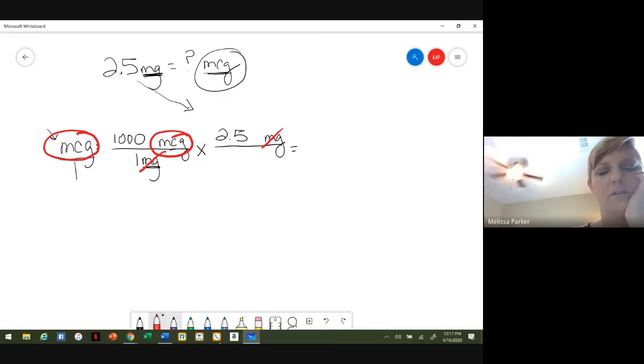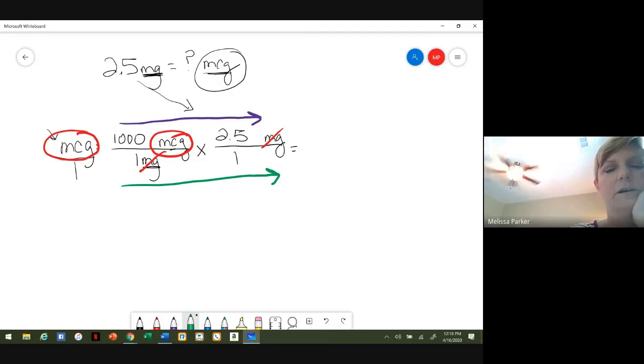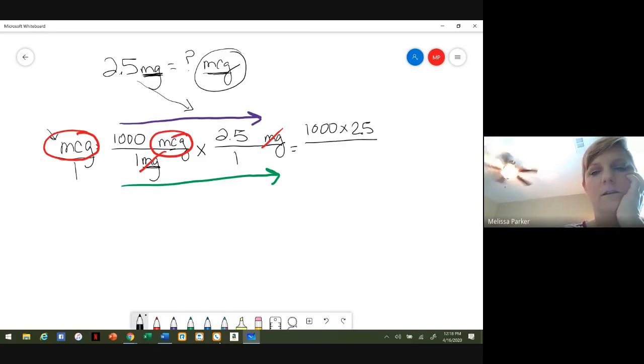So now you will multiply across your 1,000 times your 2.5. And then you could put 1 underneath there for your place value if you need it. And then you're going to multiply your numbers down at the bottom. So this would be 1,000 times 2.5. And this would be 1 times 1. So that would be 1.